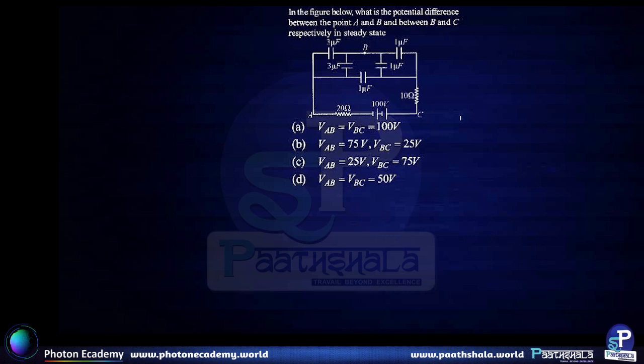In the figure below, what is the potential difference between the points A and B and between B and C respectively in steady state? In steady state, none of the capacitors will allow any current to flow through them, and therefore there is no current flowing through this circuit.